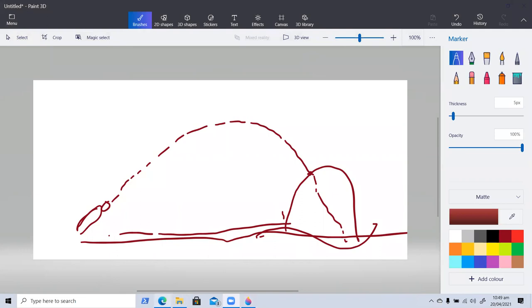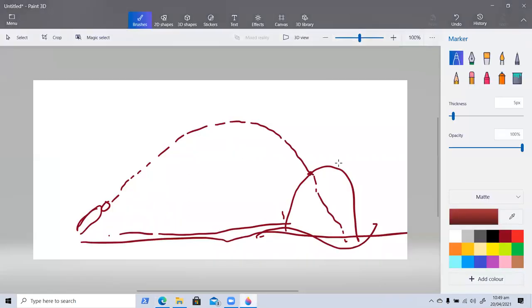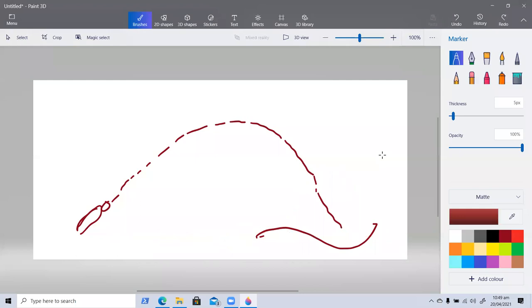Excuse me, sir, can you please go back? Right here, they say assume the ground to be level and air resistance to be negligible. That means if we fire something, it's going to land on level ground directly horizontal to where it started. If you fire from here, it's going to land here because the ground is level.